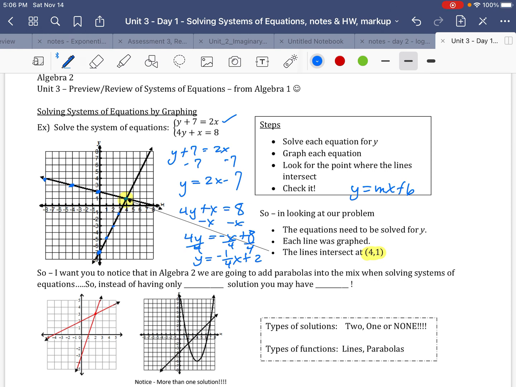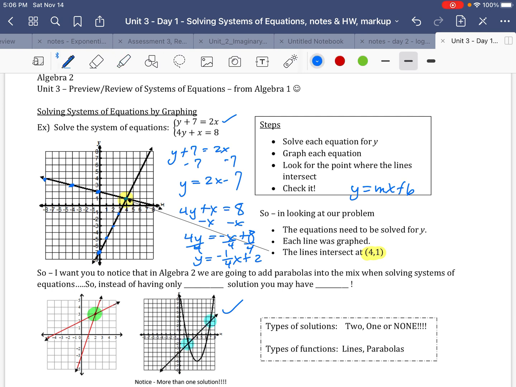So in Algebra 2, we're going to be doing more than just two lines. We are going to be doing stuff like this one right here, where it's like a parabola and a line, or maybe two parabolas. So notice that instead of just having one solution, like you do with lines, like that solution right there is (2, 3), you might have two solutions because they have two crossing places.